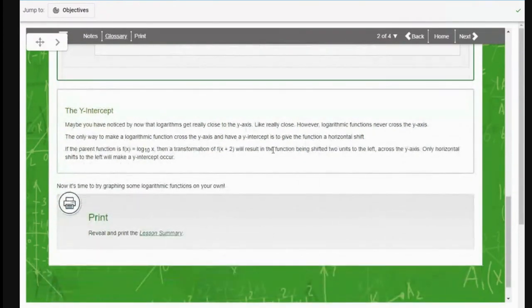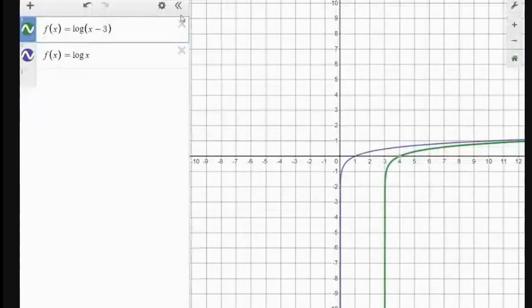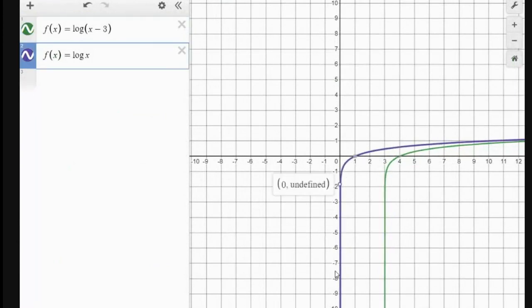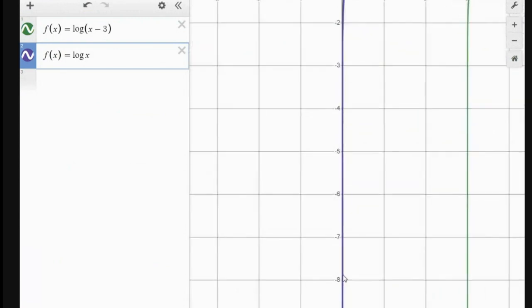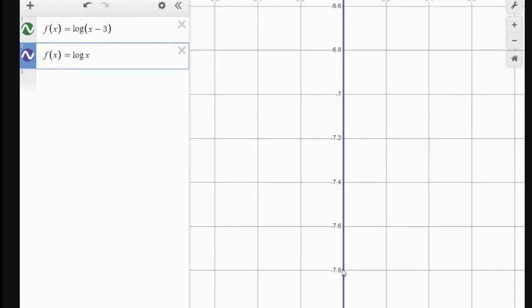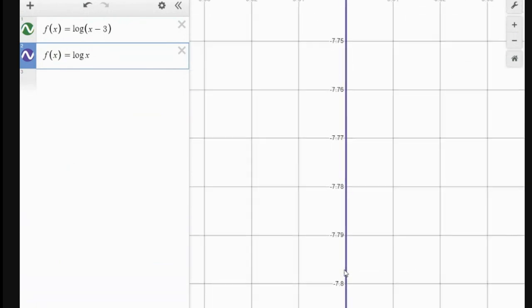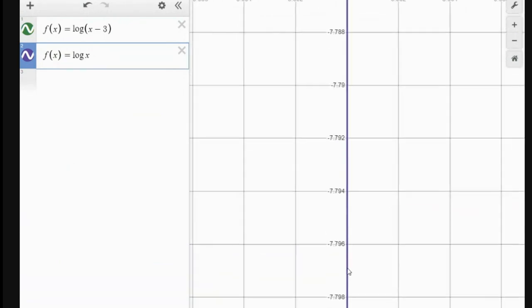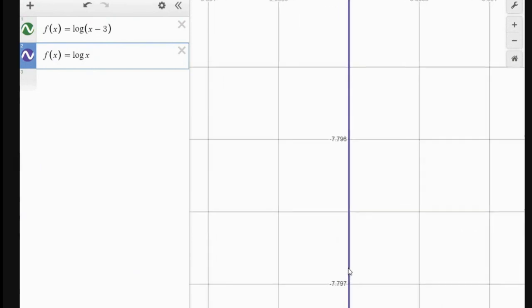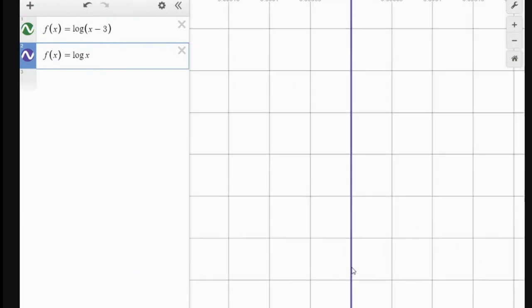All right, so here's the part. Notice we have the lesson summary already on page 2. This is a very, very short lesson. Maybe you noticed by now that logarithms get really close to the y-axis, like really close, but they never cross the y-axis. See that? If we go down in here and zoom in, it is not going to be on the y-axis. It's going to be really close, and we're going to have to zoom in a long ways to see that. But we're still zooming, still zooming. It still looks like it's on the y-axis.